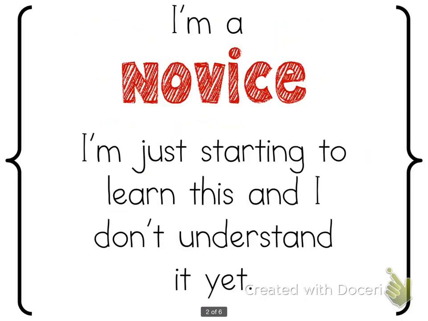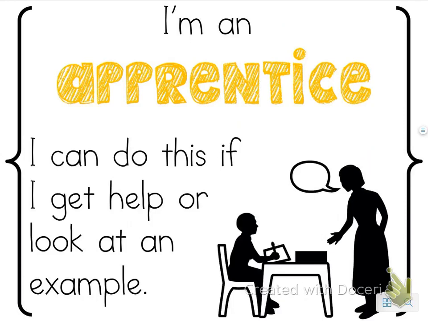So, if you are a novice, I'm a novice. I'm just starting to learn this and I don't understand it yet. So if I don't understand it yet, I'm going to rate myself a novice or a 1 on a scale of 1 to 4. I'm an apprentice means I can do this if I get help or if I look at an example. That would be a level 2 out of 4.